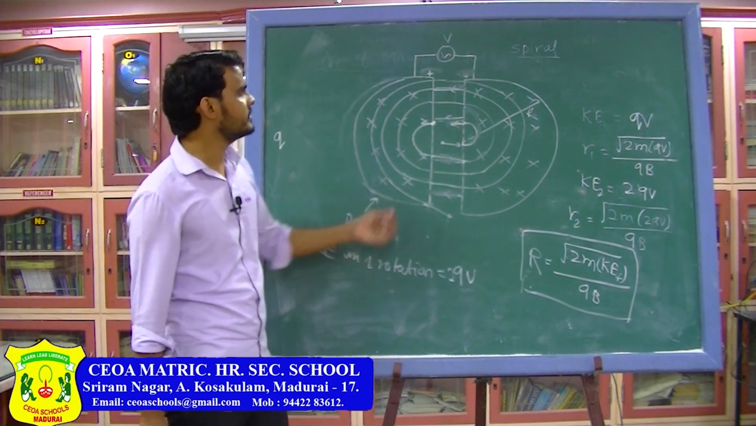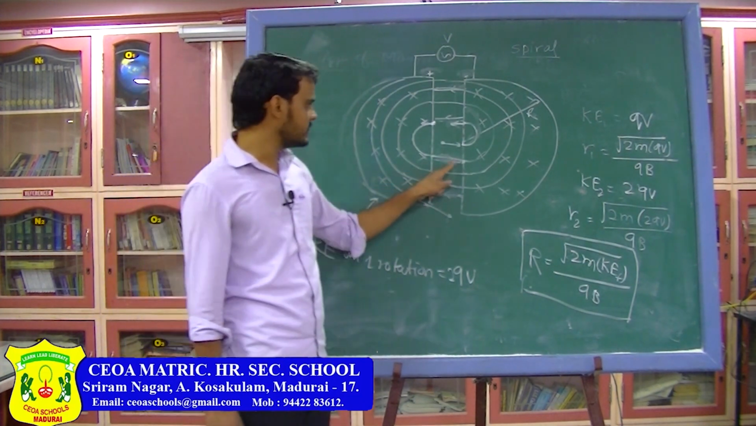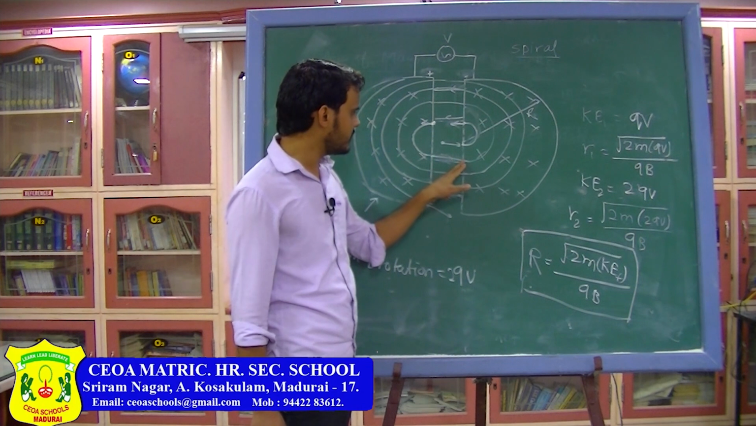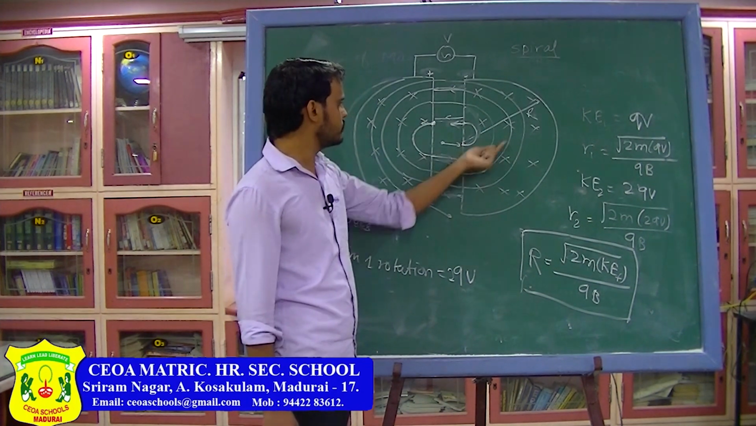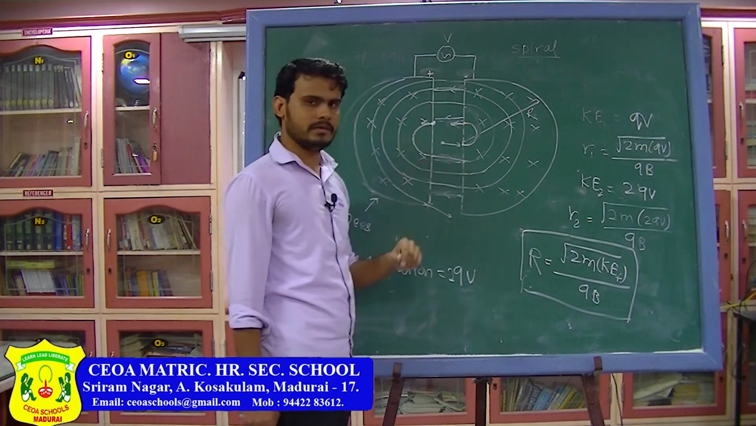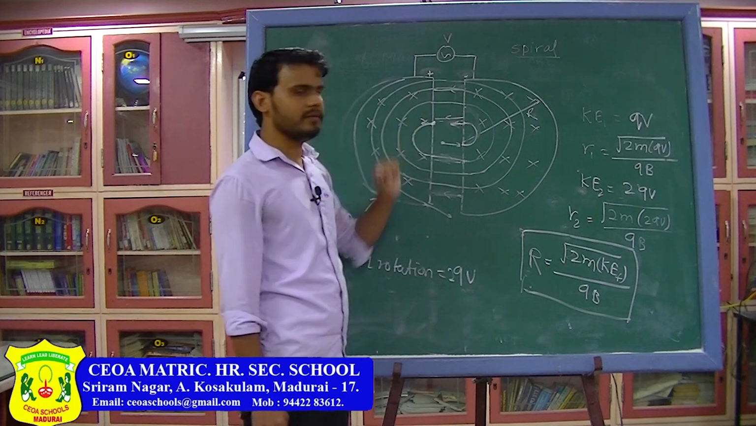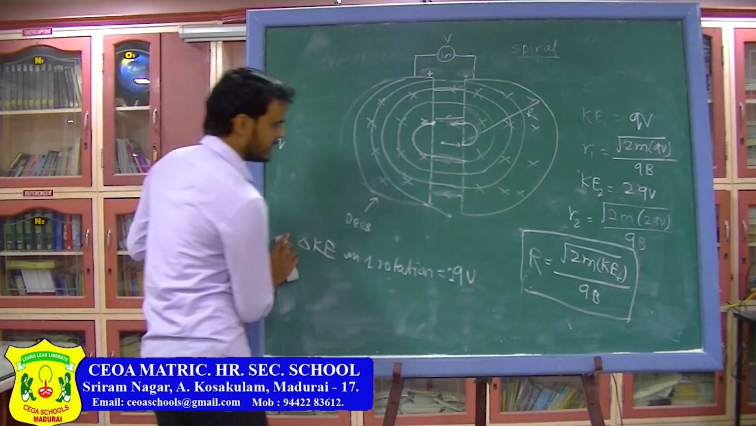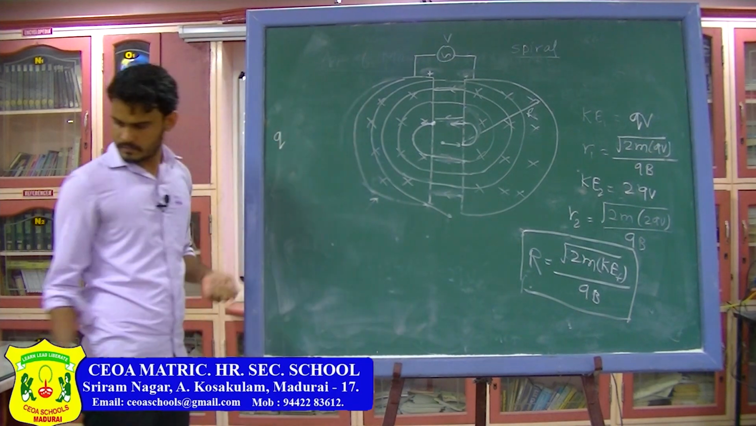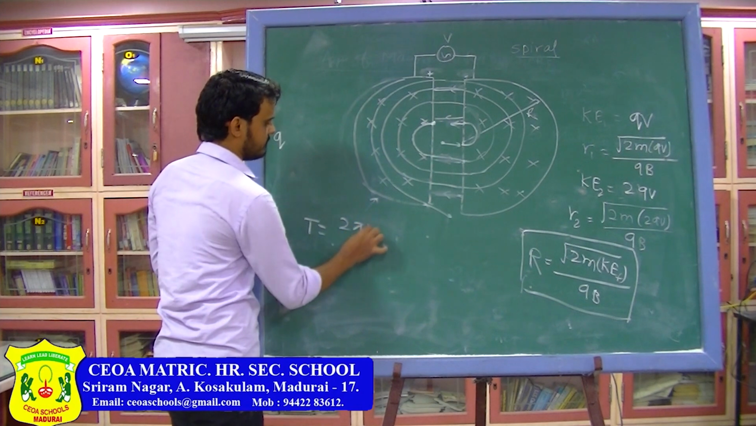The next thing you have to remember is the frequency or time period of this voltage source. As you can see, this voltage changes its direction when the particle comes from here to here, and again from here to here. So the time period of this circle will be the time period of the voltage source. The voltage source time period can be written as T equals 2 pi m divided by qB.